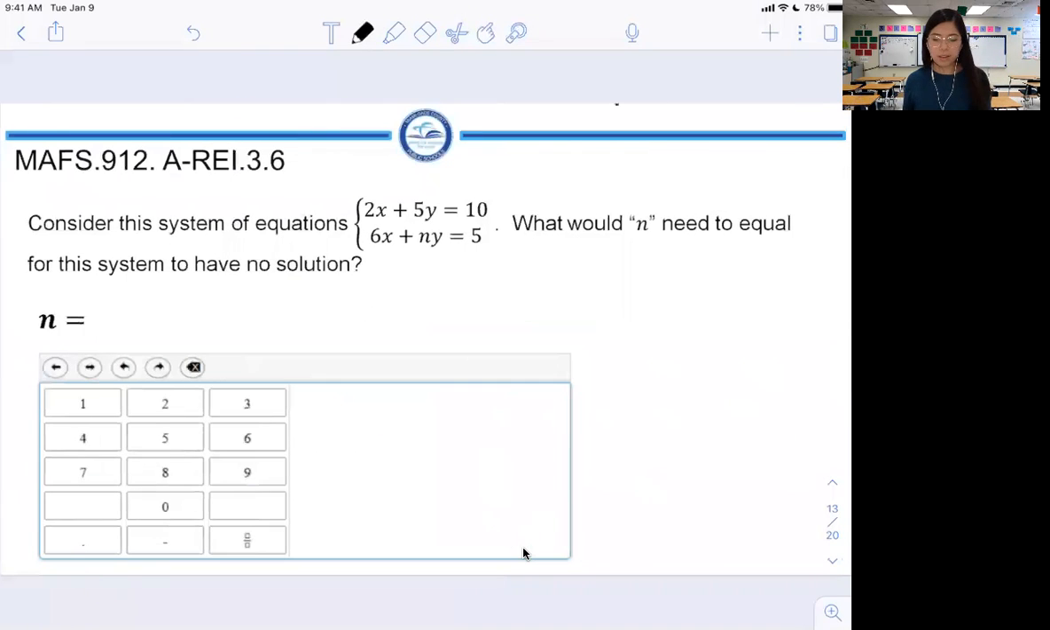All right. We got another system of equations. Consider this system of equations: 2x plus 5y equals 10 and 6x plus ny equals 5. What would n need to equal for this system to have no solution?